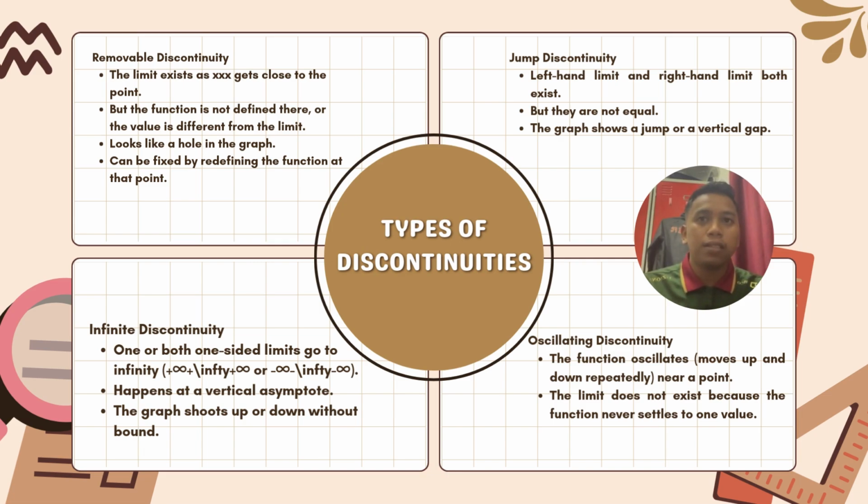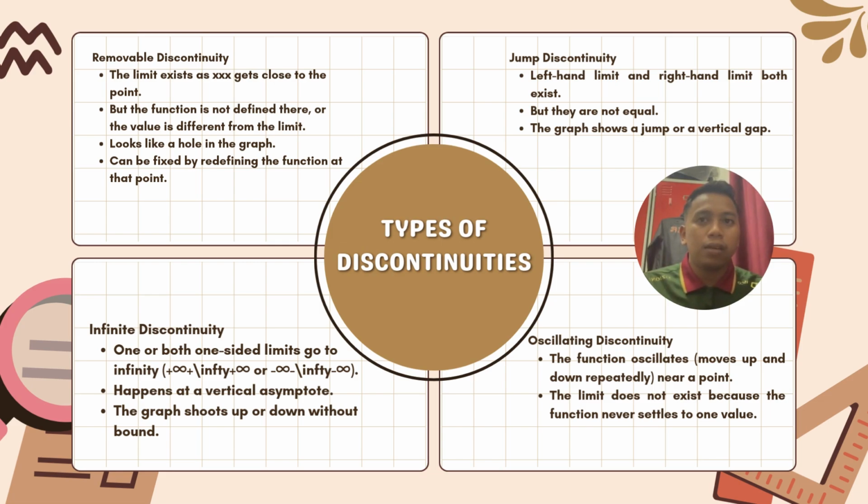Second, jump discontinuity. The left hand limit and the right hand limit at a point both exist and are finite, but they are not equal to each other. This creates an abrupt jump or vertical gap in the graph. Next, infinite discontinuity. At least one of the one-sided limits approaches positive or negative infinity. This typically occurs at a vertical asymptote.